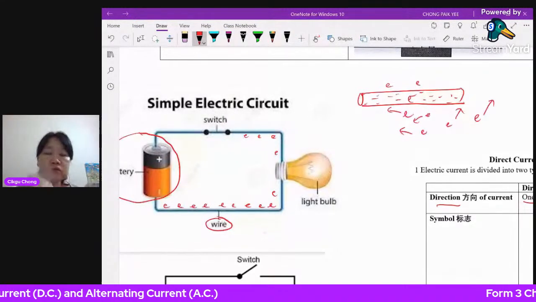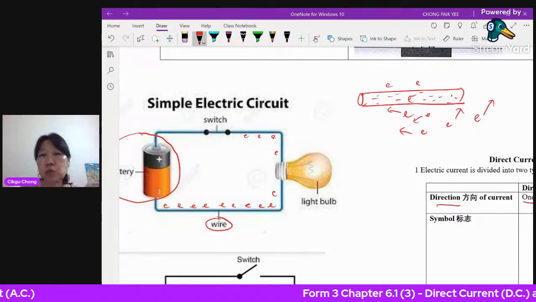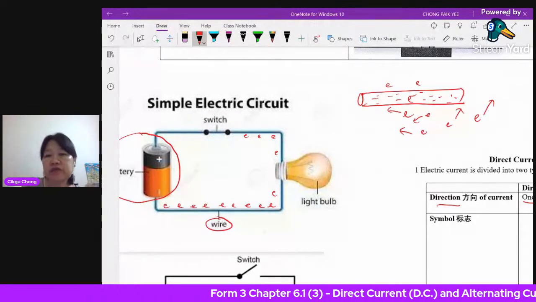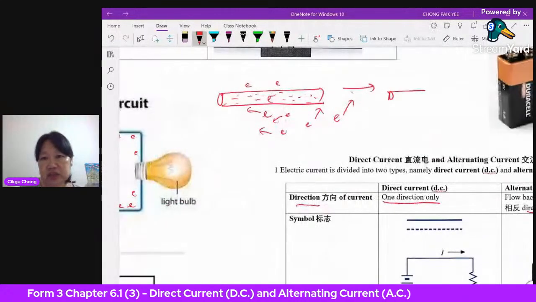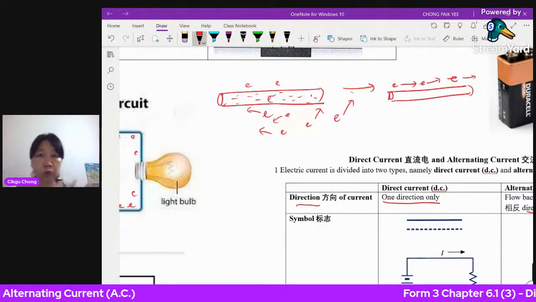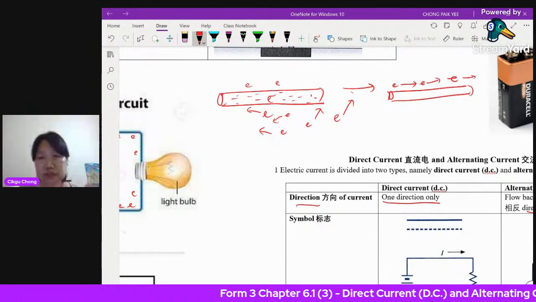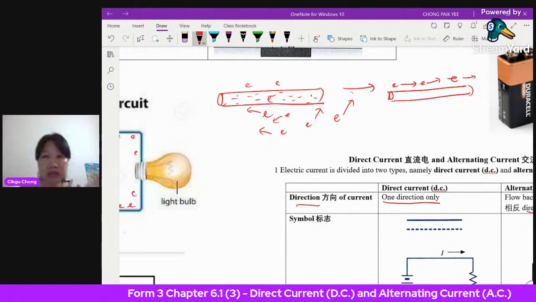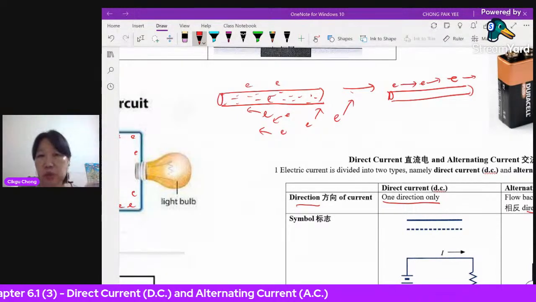So you need to know how to push the electrons to make sure that they flow in one consistent direction. If the electrons flow like this, all orderly moving in one direction, then what you have done is produce electricity. So electricity, in terms of definition, is the flow of electrons in one direction.